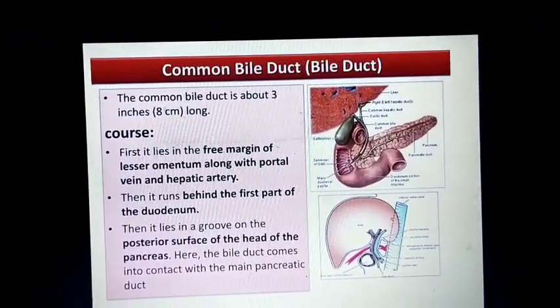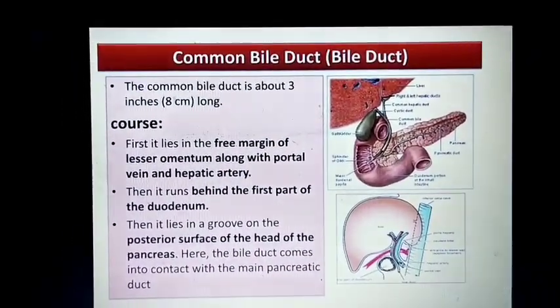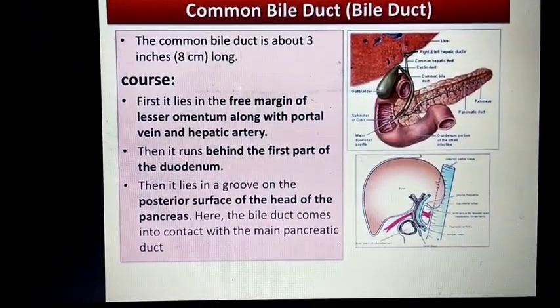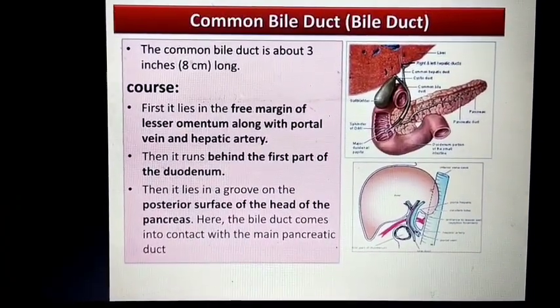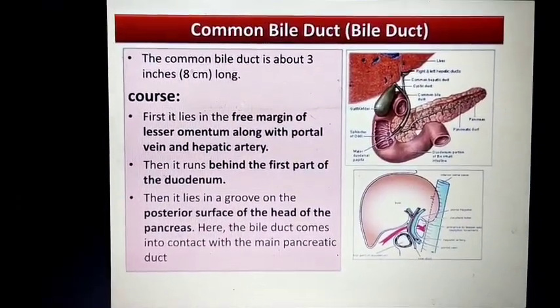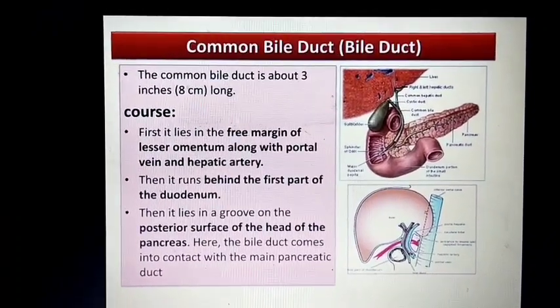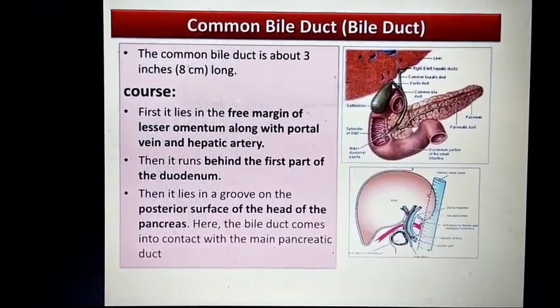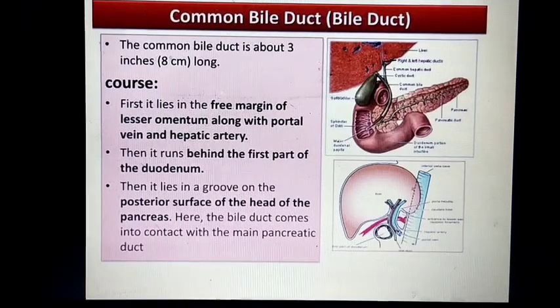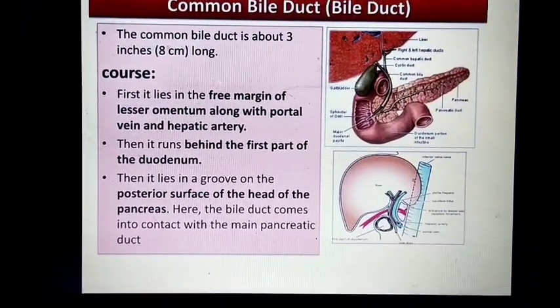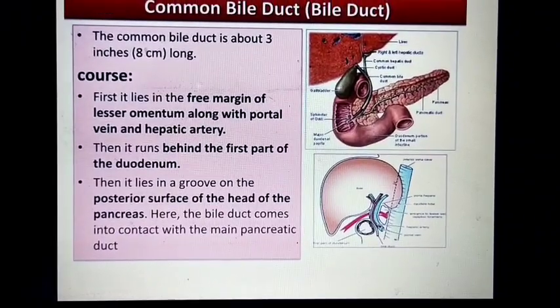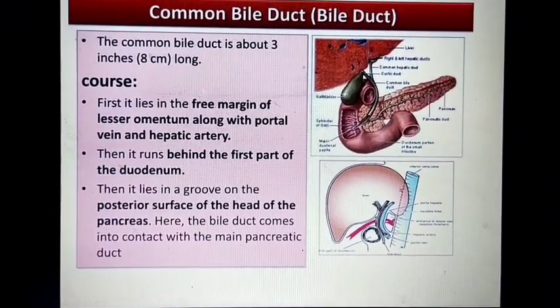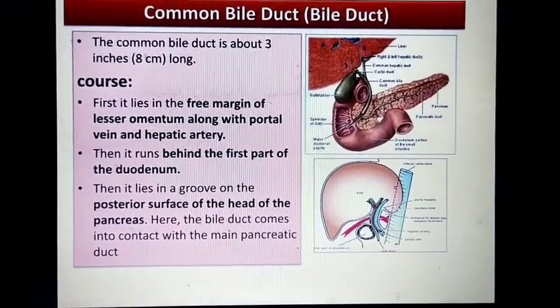It courses first in the free margin of the lesser omentum, mainly in the hepatoduodenal ligament, along with the portal vein and hepatic artery. Then it runs behind the first part of the duodenum. Then it lies in the groove on the posterior surface of the head of the pancreas. Here the bile duct comes in contact with the main pancreatic duct.